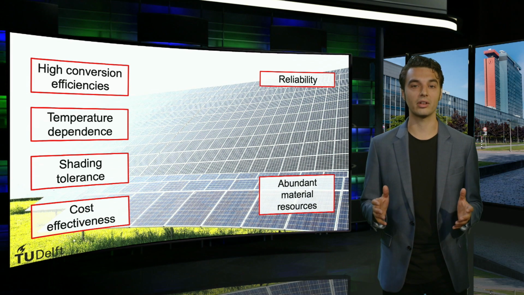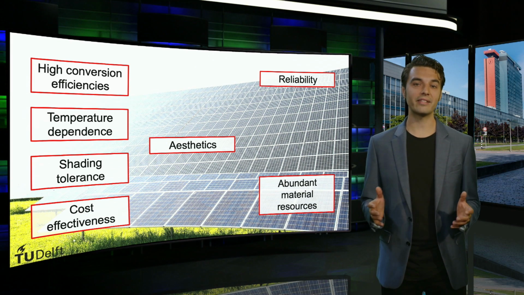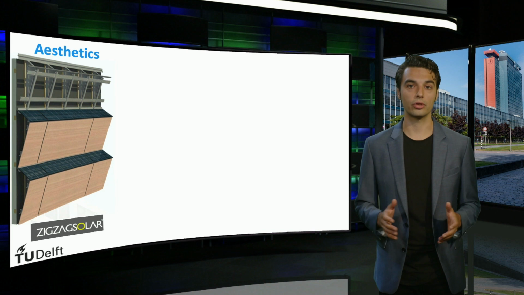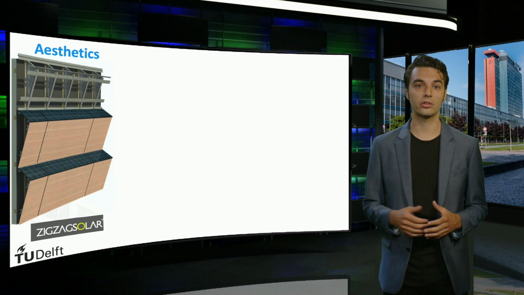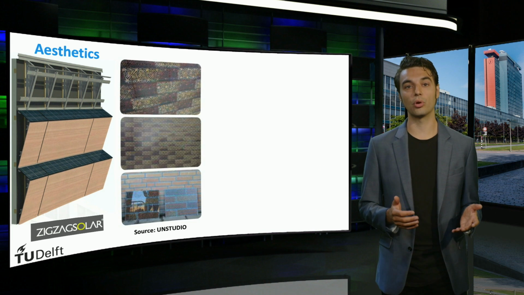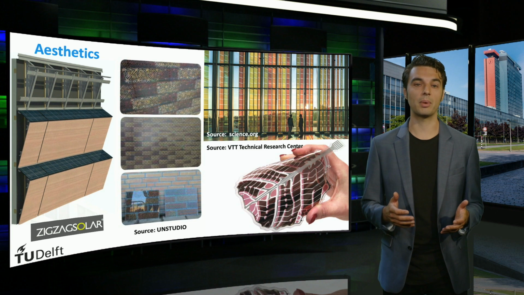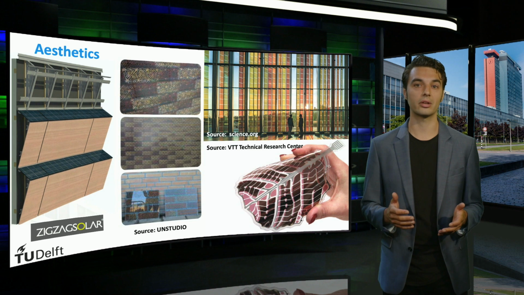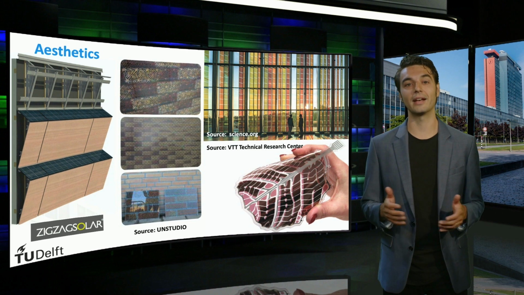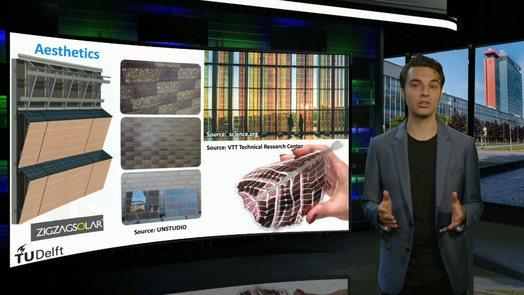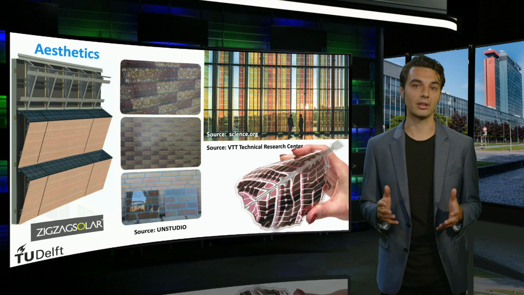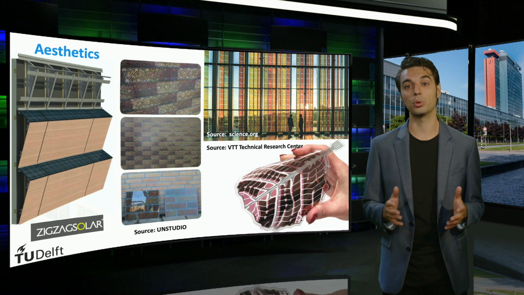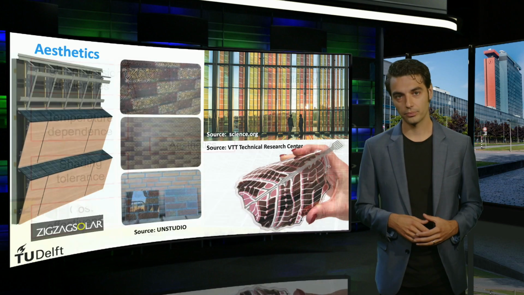Another is the aesthetics. Aesthetically pleasing PV modules, such as these zigzag building facades, these PV modules with optical filters, or these semi-transparent thin-film organic solar cells, provide attractive options for architects and building developers that can help facilitate the implementation of PV on surface areas where PV would otherwise potentially not be considered.